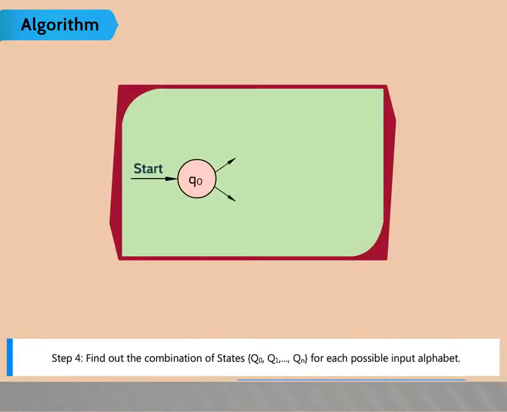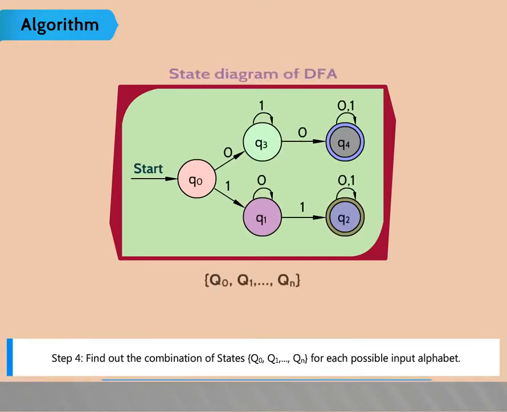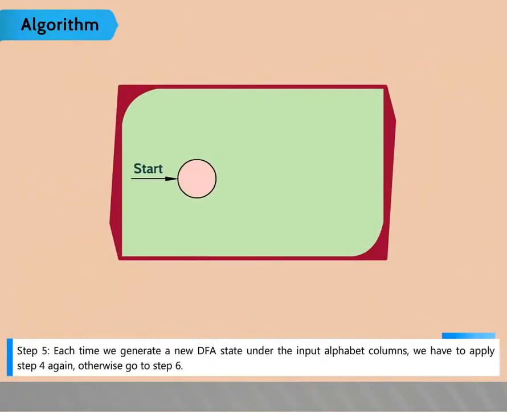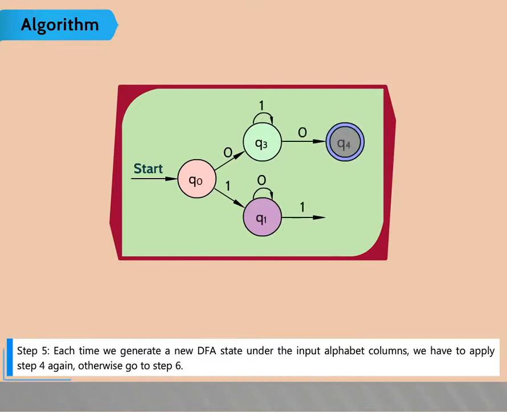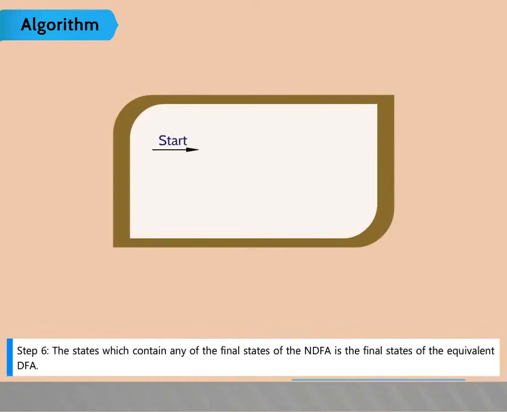Step 4. Find out the combination of states, that is Q0, Q1 up to Qn, for each possible input alphabet. Step 5. Each time we generate a new DFA state under the input alphabet columns, we have to apply step 4 again, otherwise go to step 6. Step 6. The states which contain any of the final states of the NDFA are the final states of the equivalent DFA.